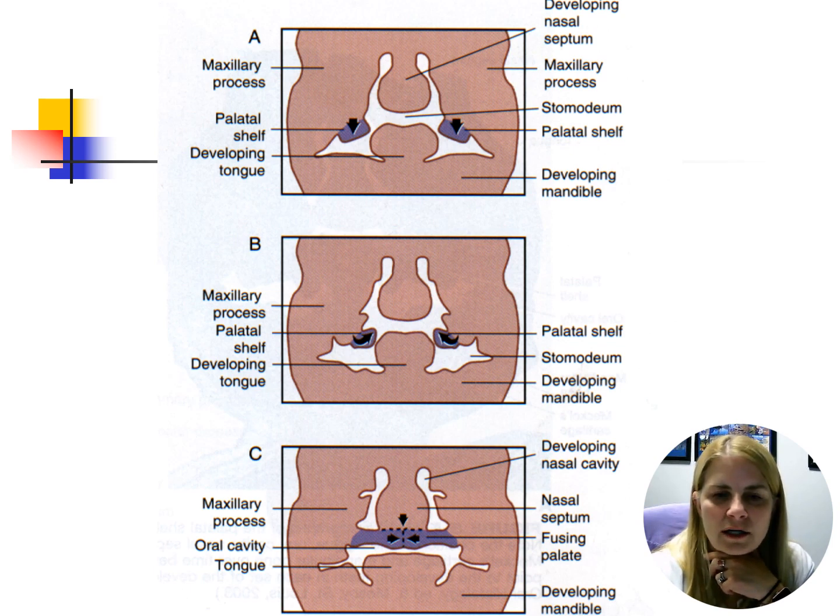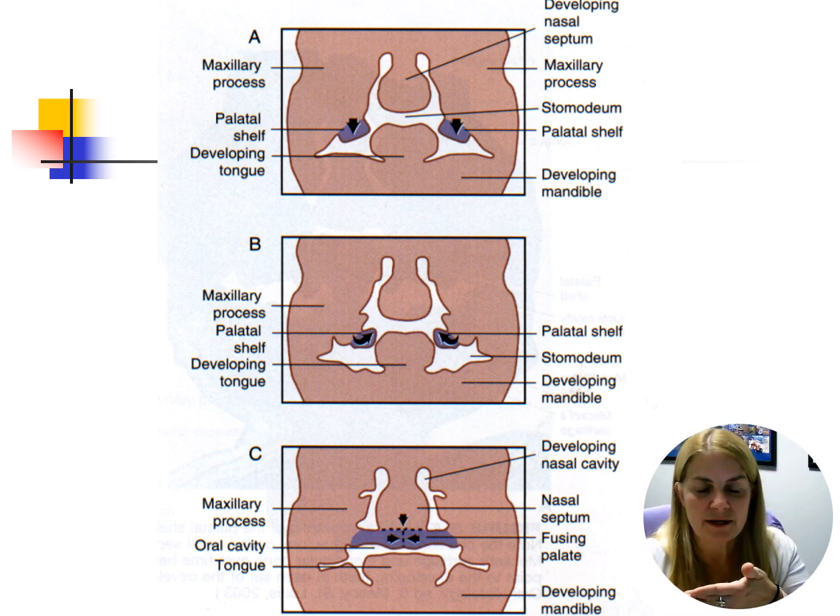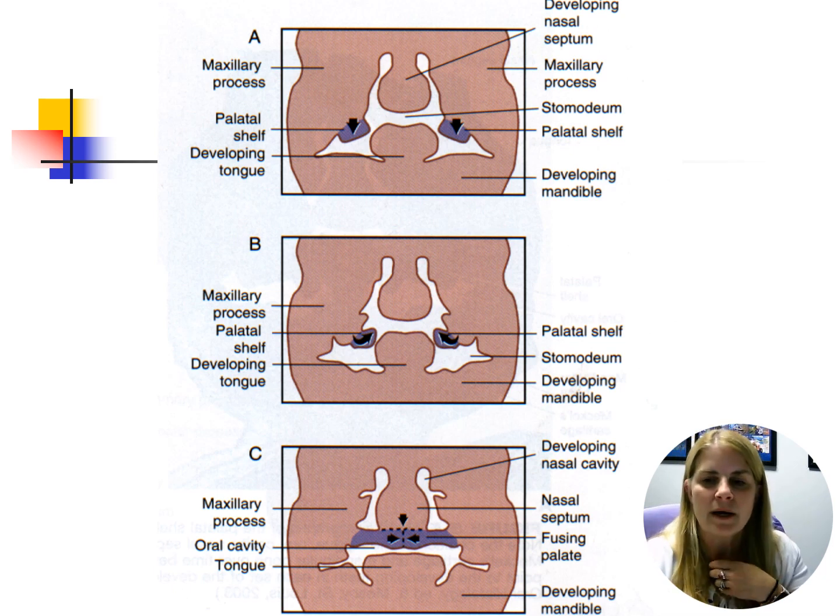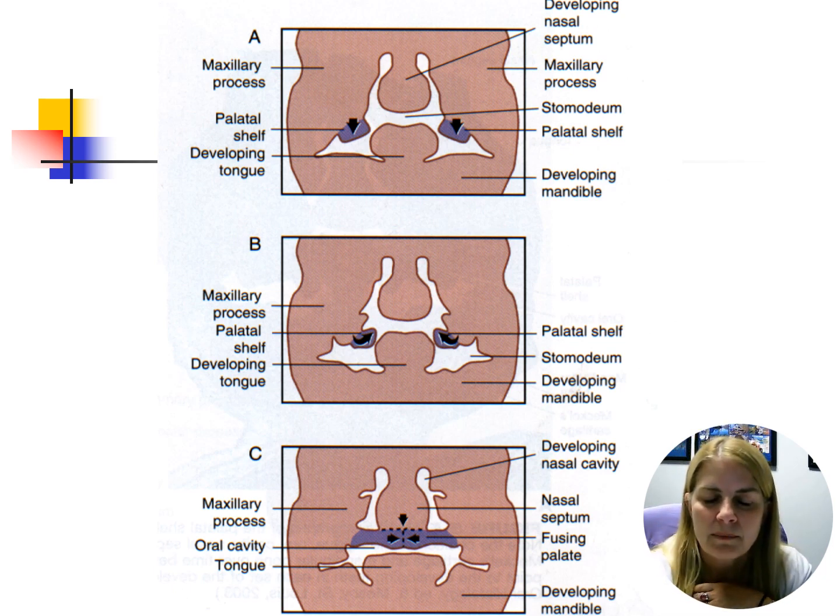Now, as the tongue continues to develop and drops down, moves out of the way, those palatal shelves are able to flip up into a more horizontal position, and they will fuse with each other and with the nasal septum. That palatal shelf will form the secondary palate, which along with the primary palate will become the hard palate, and that will separate the oral and nasal cavities.